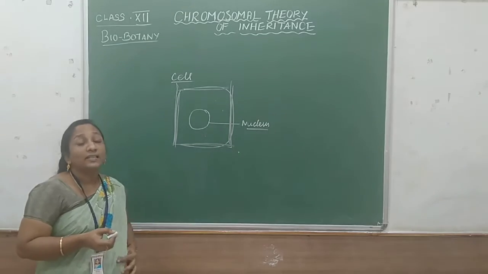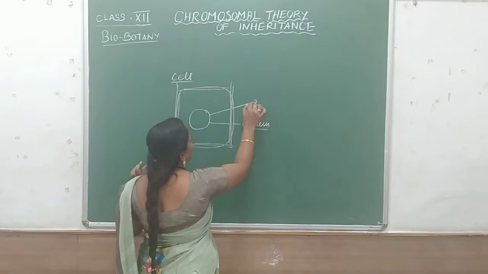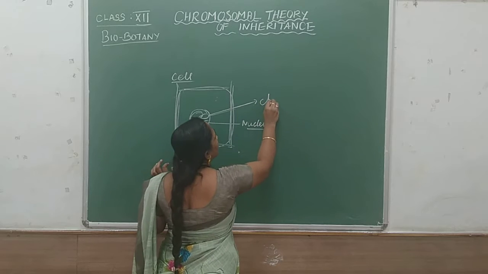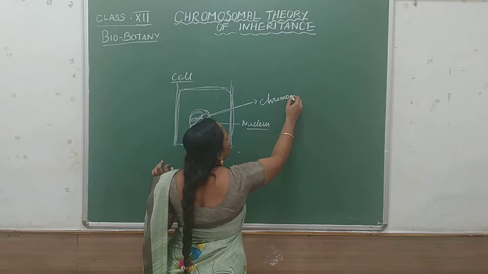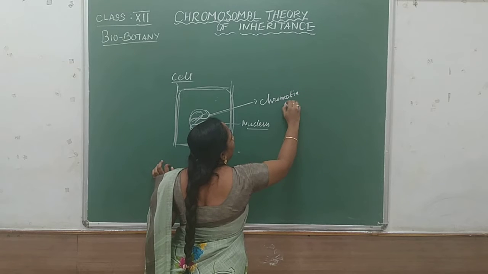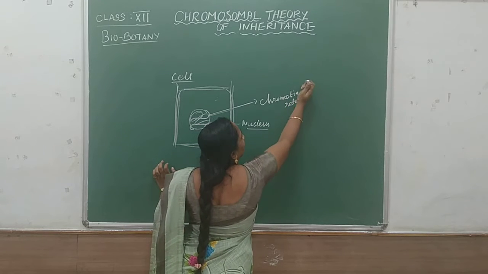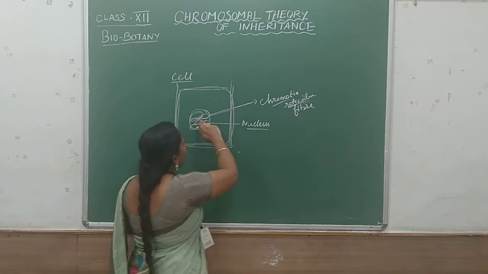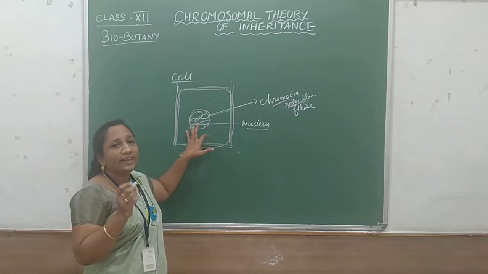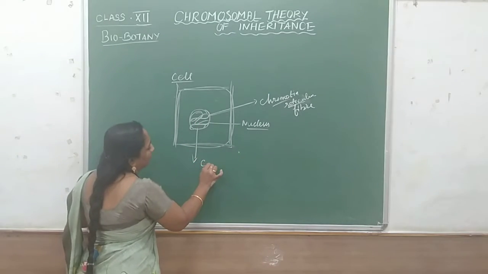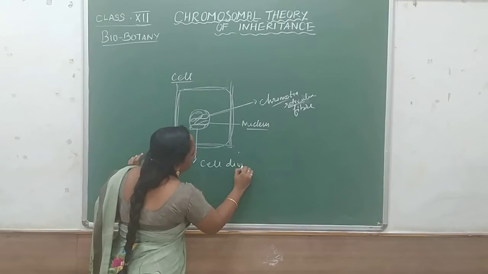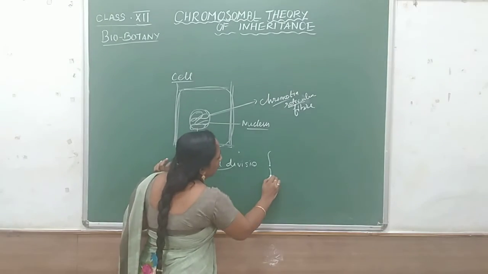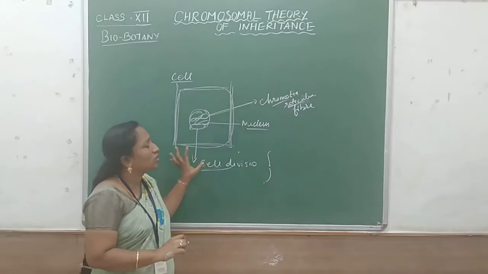We are going to learn about genetic material. What is the genetic material here? It is in the form of a thread-like structure, called chromatin reticulum, or chromatin fiber. During cell division, and only during cell division, the chromatin condenses and forms a thread-like structure. This is called the structure of a chromosome.